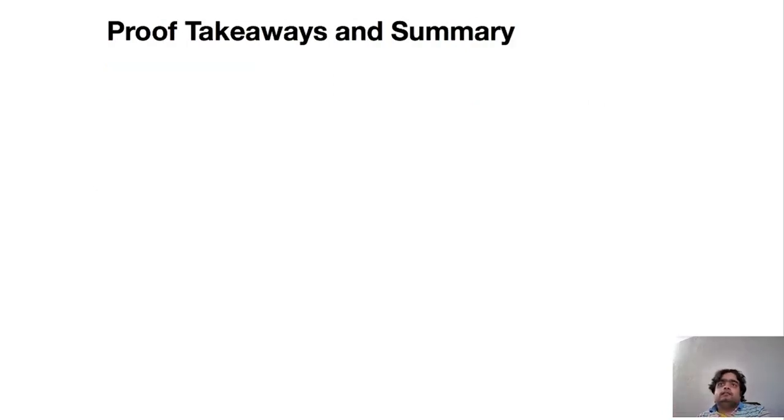So what are the takeaways from these proofs? We saw that a lot of abstract quantities were introduced, like epsilon, T hat q and T q, and so on. But what does this proof intuitively tell us? That's what we'll discuss now.